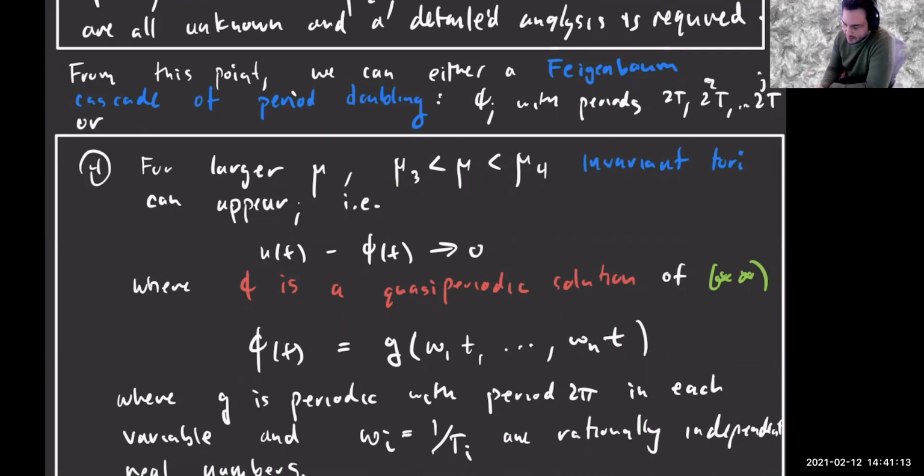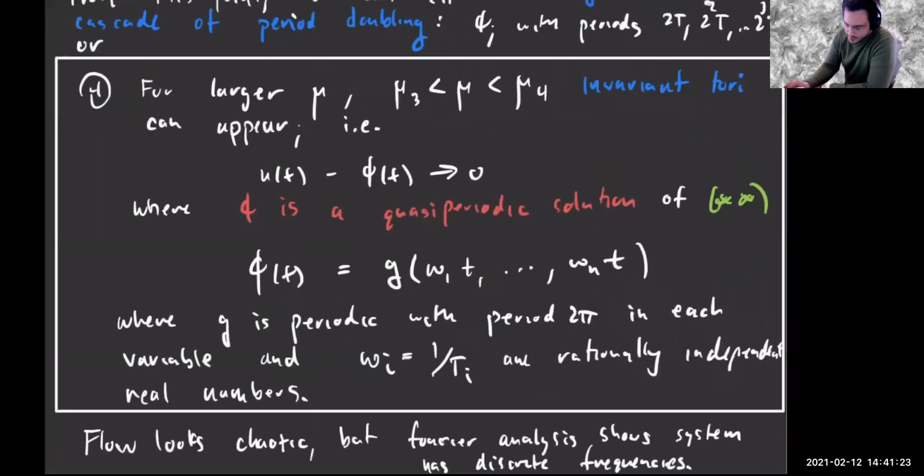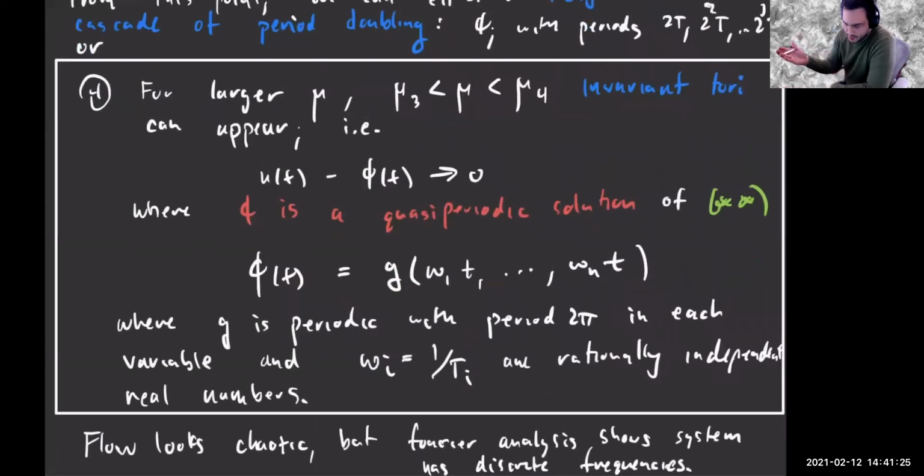This is a solution that essentially has, let's say, finitely many frequencies, and you can think of it in phase space as living on the surface of a torus. Now, just a small remark: when the flow is quasi-periodic, it may look chaotic, but you could analyze the signal and figure out that there are really only finitely many frequencies activated. So there are ways to distinguish it from chaos in a sense.